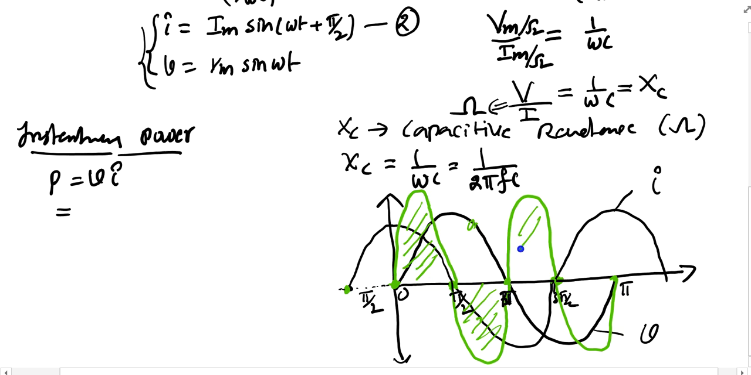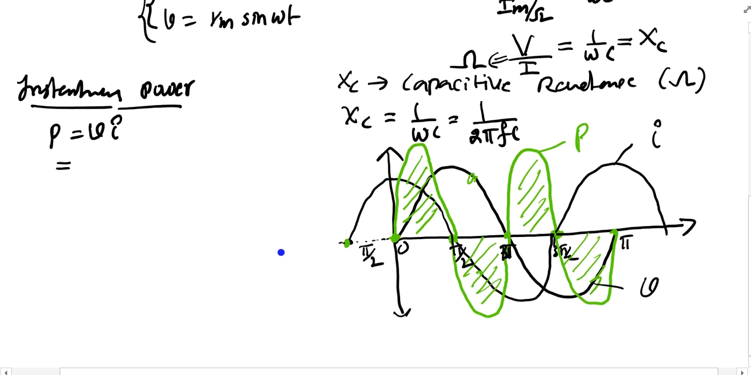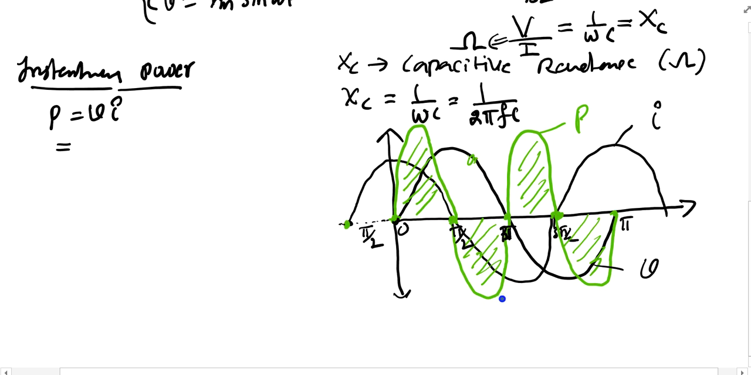This is the instantaneous power calculation. If you observe this waveform, the instantaneous power is at double the frequency, or you can say it is oscillating at twice the frequency of the fundamental.